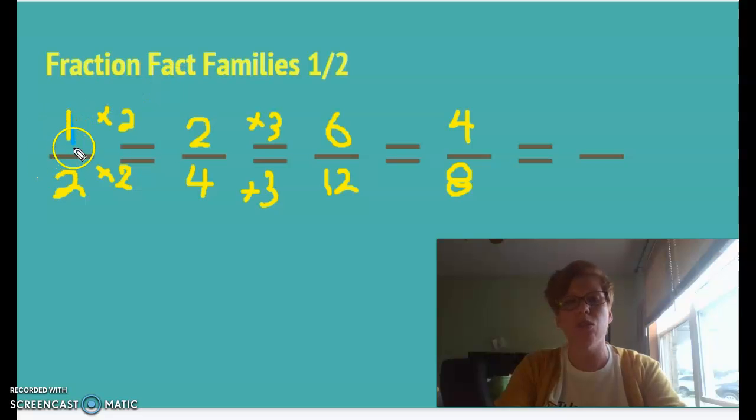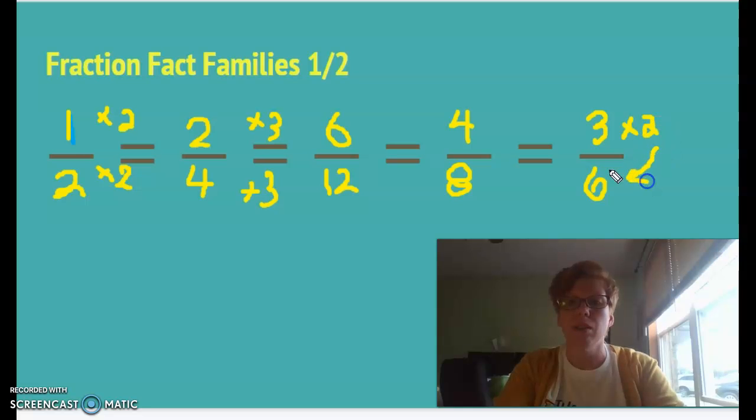We also could do 1/2 times 3. Well, what's 1 times 3? 3. What's 2 times 3? 6. All of these fractions are in the half fact family because the numerator is half of the denominator. The numerator multiplies by 2 to get to the denominator. So that is the half fraction fact family.